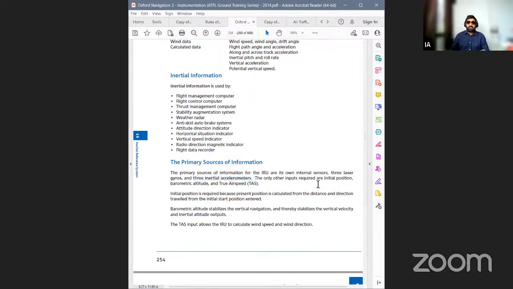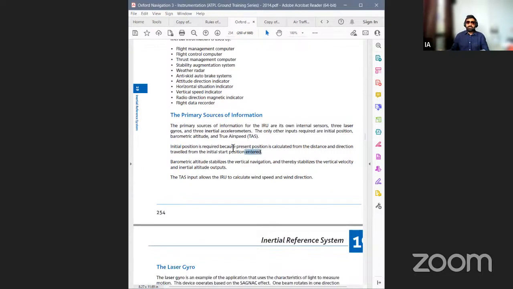Okay. Other inputs that you need are initial position, operator fed, barometric altitude. It will know the altitude also and the TAS. So remember for IRS, you'll need these 3 information initially to be fed into the system. Note that initial position will be required because whatever your present position would be, it would be calculated based upon the time and speed from that position to the new position.